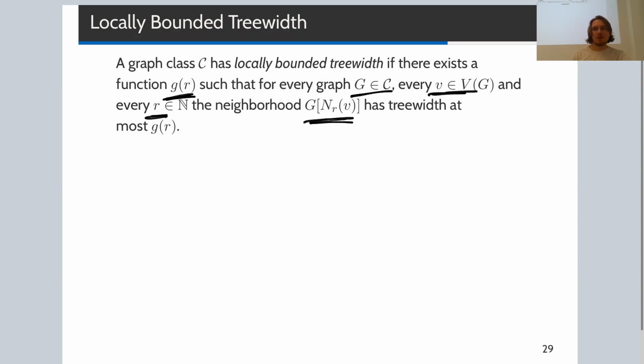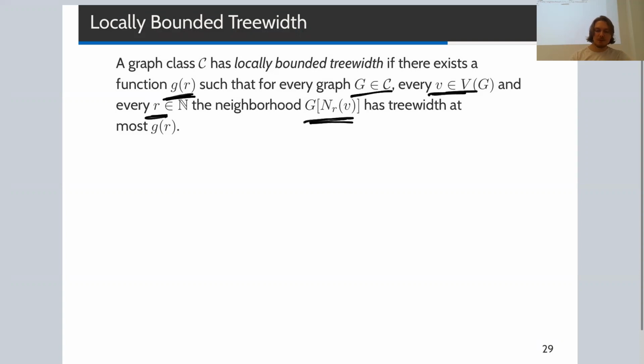So this is a generalization of bounded tree width. So for bounded tree width, the tree width of the whole graph should depend only on some value of the graph class, but now we also allow it to depend on the radius of the subgraph that we're taking.